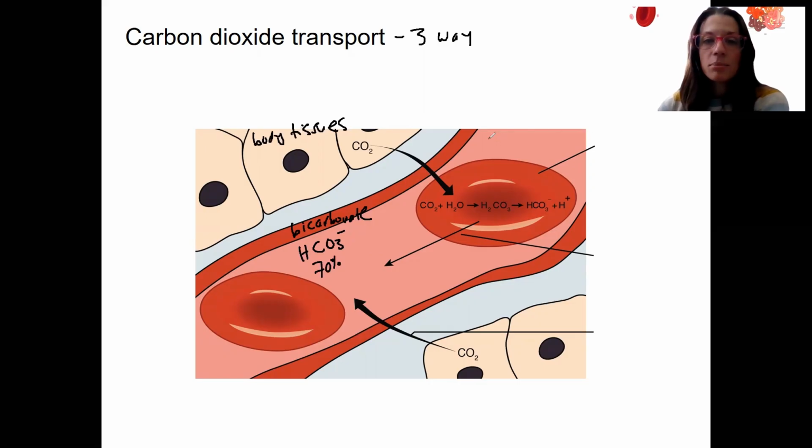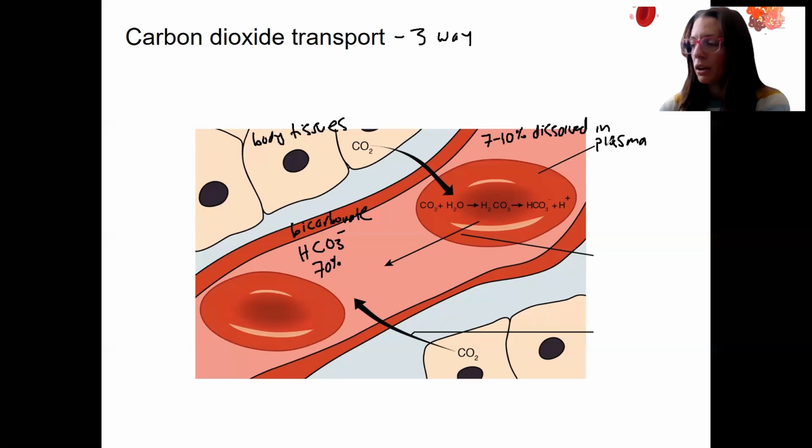About 7 to 10% is just going to be dissolved in the plasma. Carbon dioxide is more soluble than oxygen. That's just going to contribute to the PCO2, just free CO2 in the plasma, dissolved.